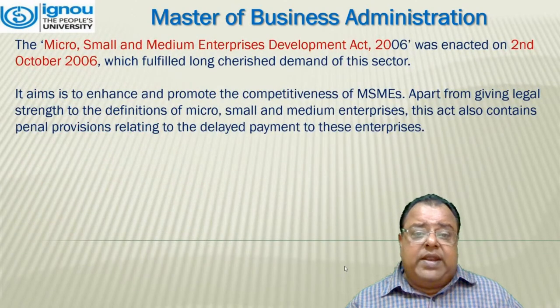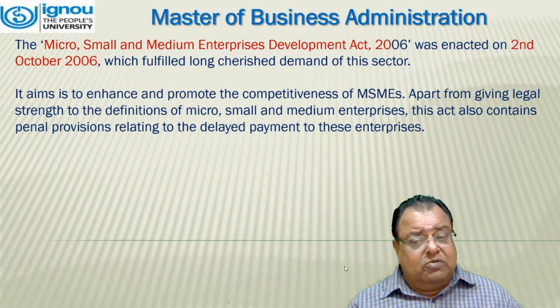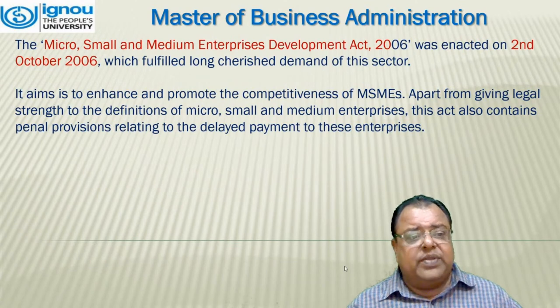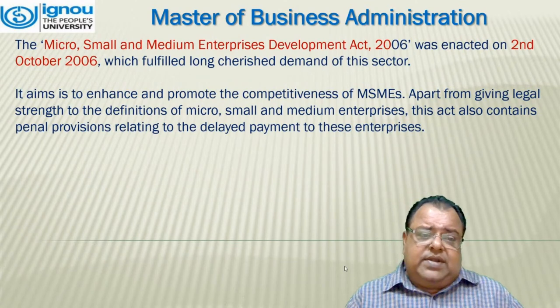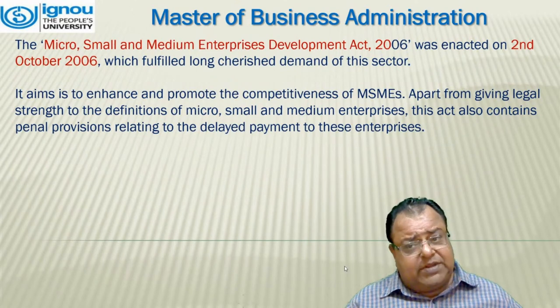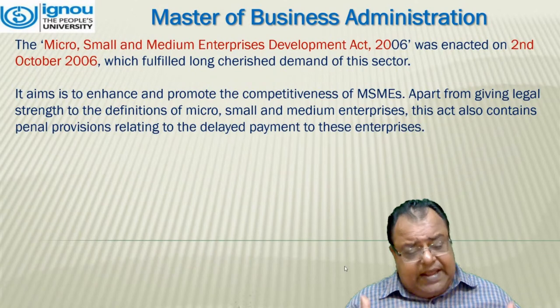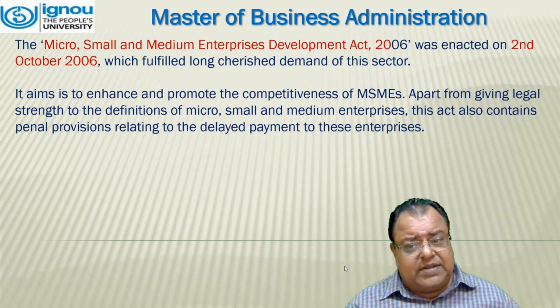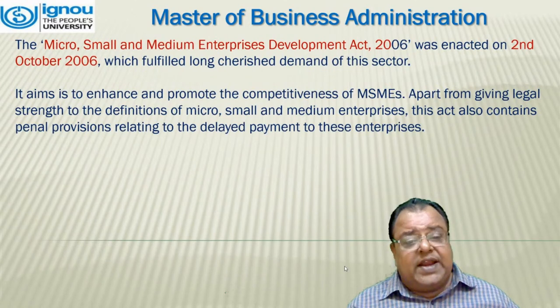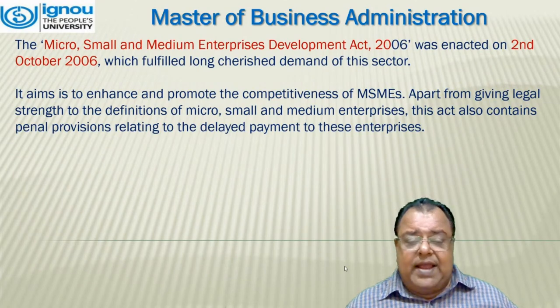The Micro, Small and Medium Enterprise Development Act 2006 was enacted on 2nd October 2006, which fulfilled a long-cherished demand of this sector. It aims to enhance and promote the competitiveness of MSMEs. Apart from giving legal strength to the definition of micro, small, and medium enterprises, this Act also contains penal provisions relating to delayed payment to the enterprises.